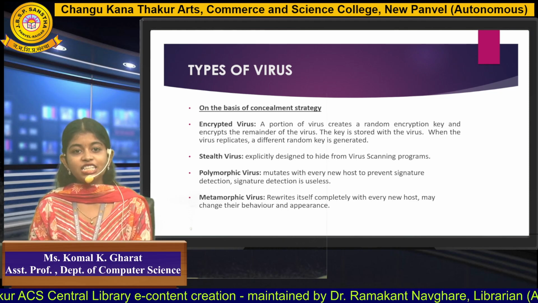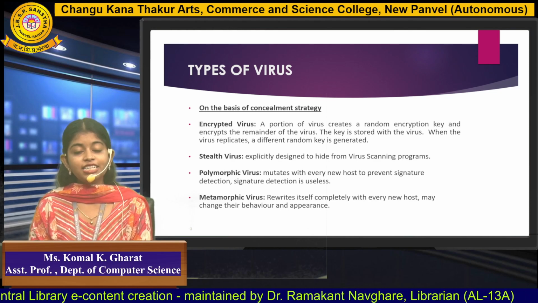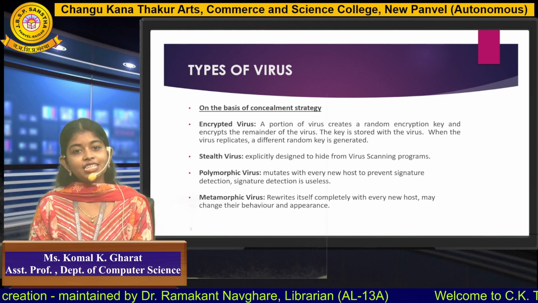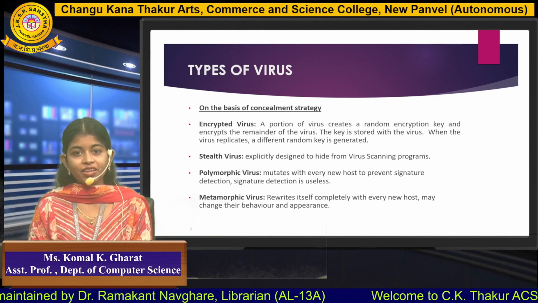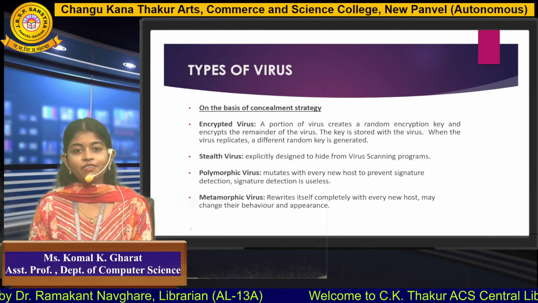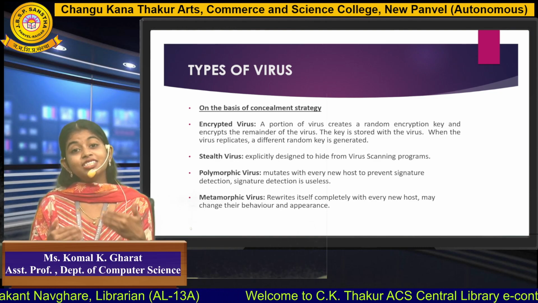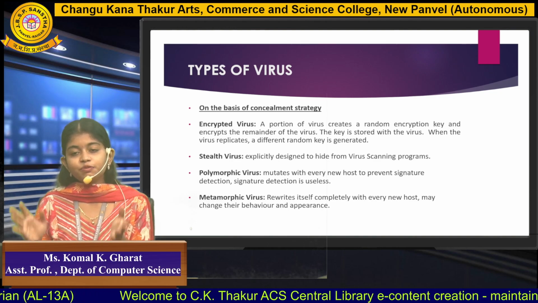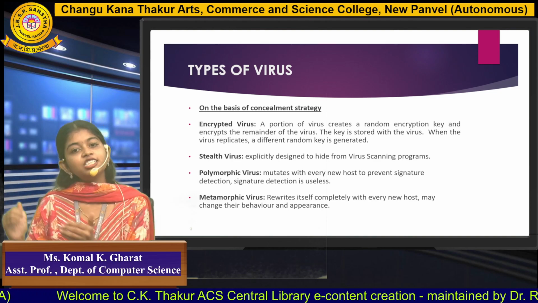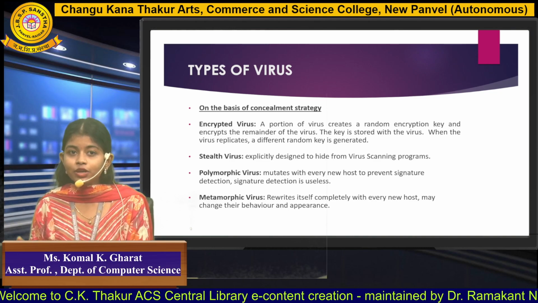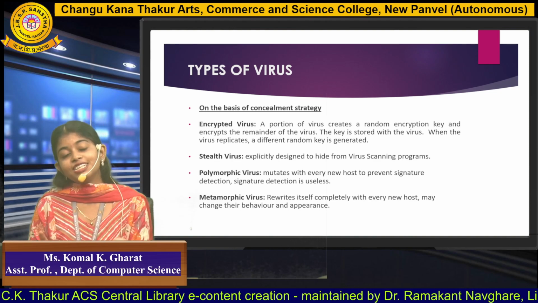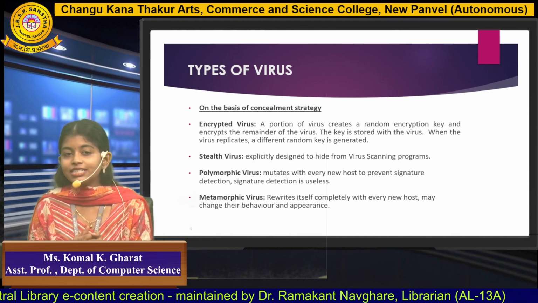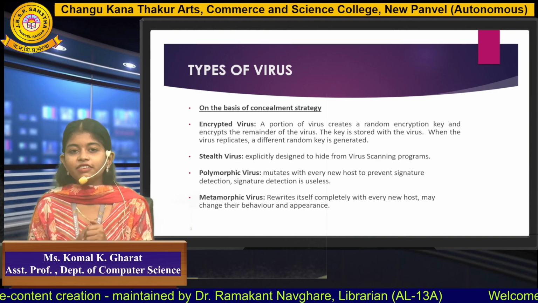Then the third virus is the polymorphic virus. It mutates, means changes with every new host to prevent signature detection. Signature detection is useless here. Means this virus makes changes in the program, so that the program is not stored in the antivirus. There are fixed viruses stored in the antivirus program. So here the polymorphic virus changes with every new host. So how can the antivirus scan this polymorphic virus? That's why it is hidden from the antivirus program.